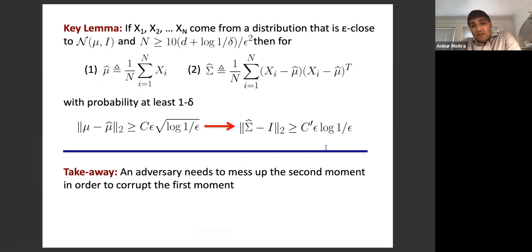So the main takeaway here is that in order for the adversary to corrupt the first moment, they actually need to mess up the second moment too.